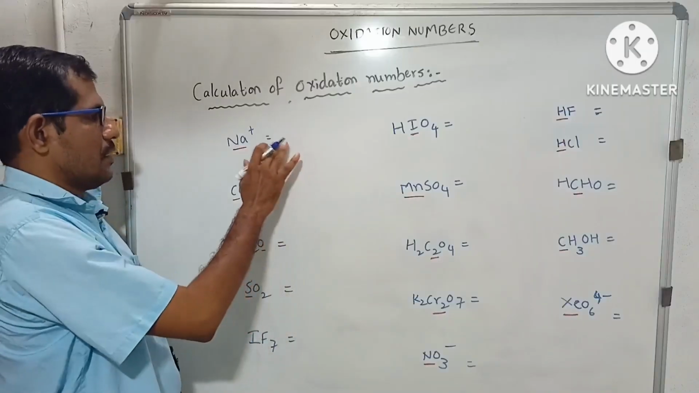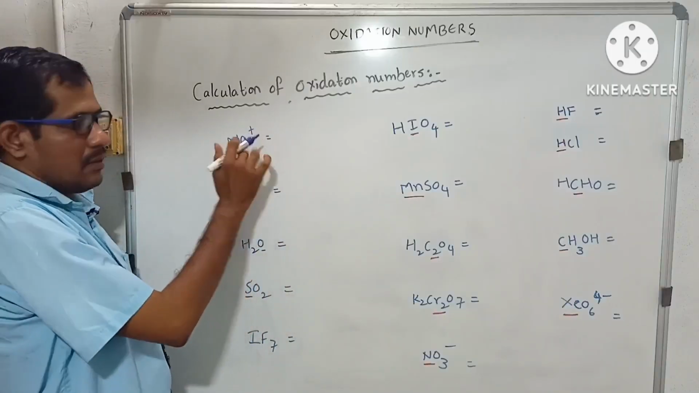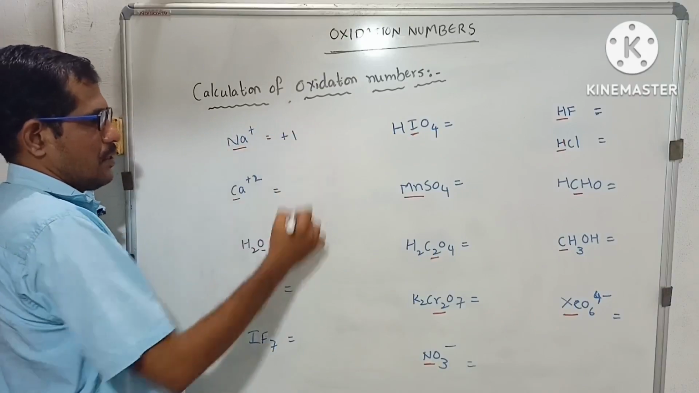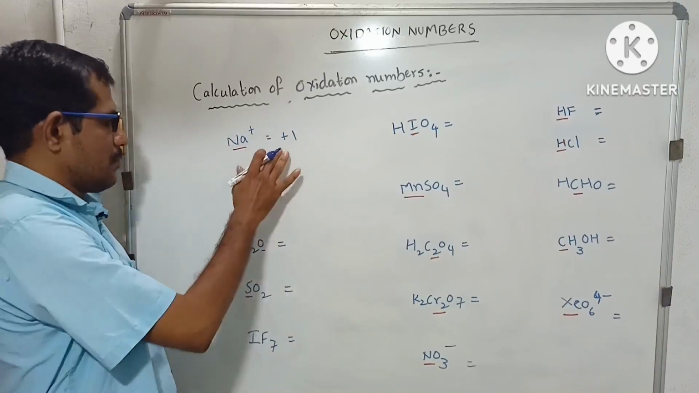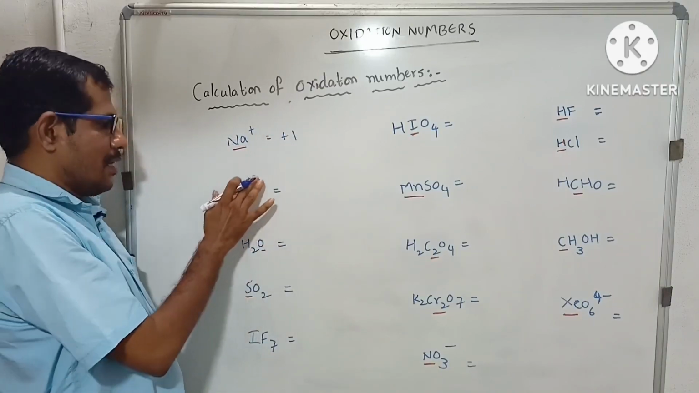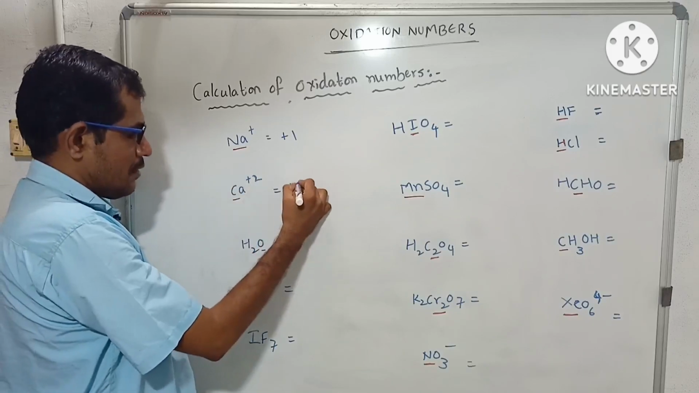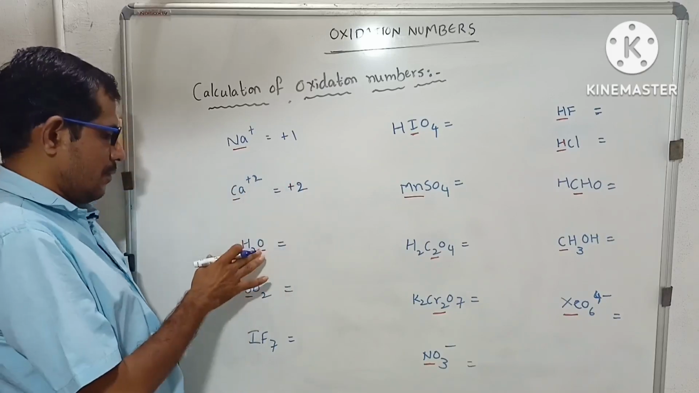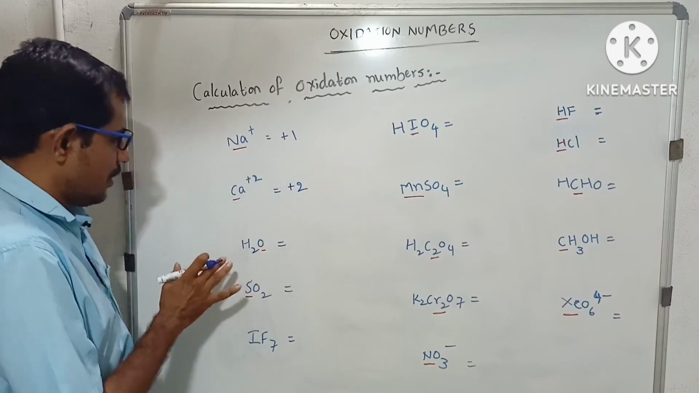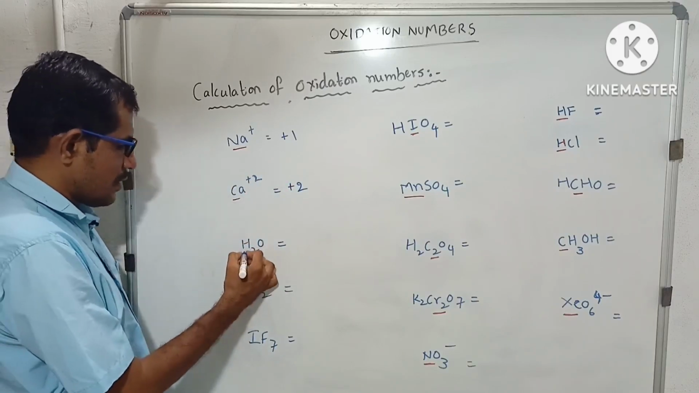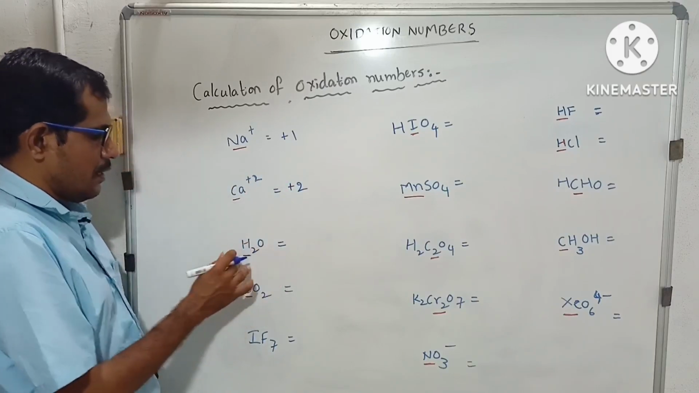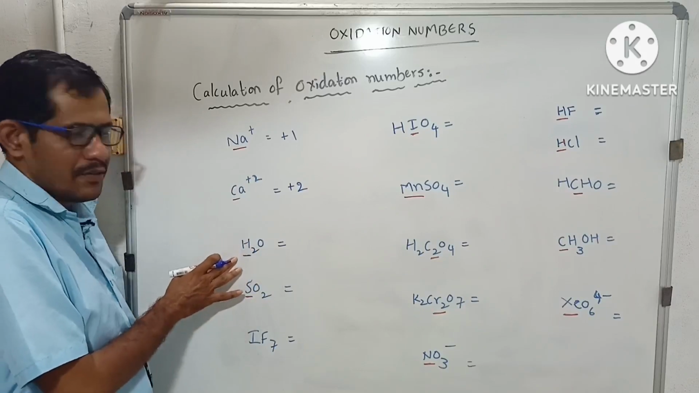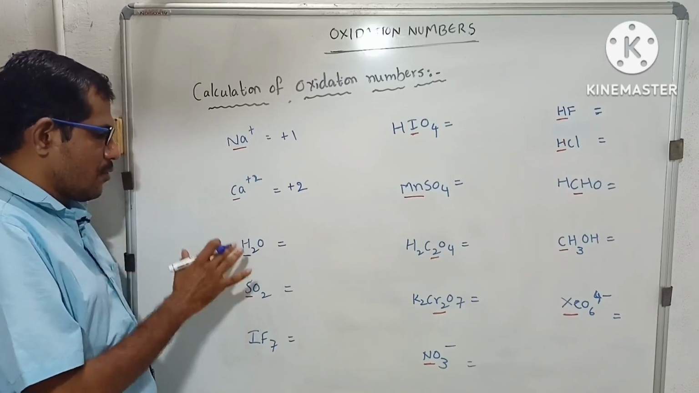If you calculate the oxidation number for an ion, the charge is its oxidation number. So sodium oxidation number is +1. Calcium is +2. Now, in H2O, what will happen? In H2O, I need the oxidation state for hydrogen. So how to do this?